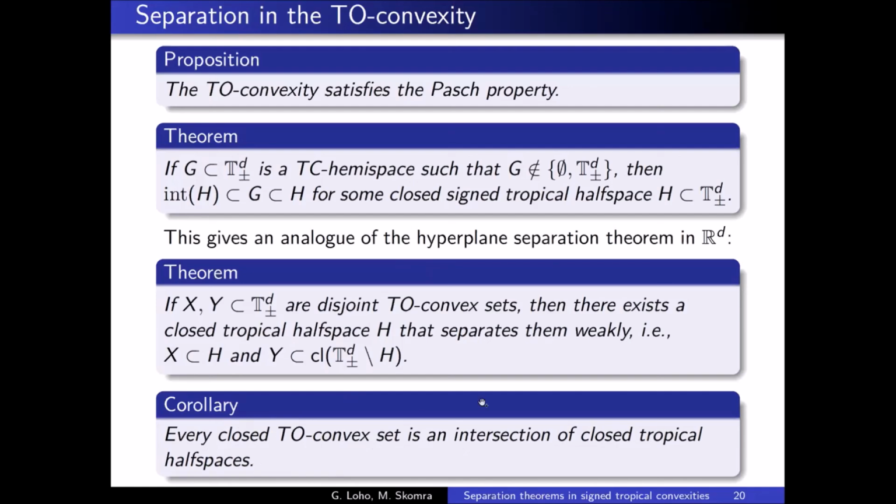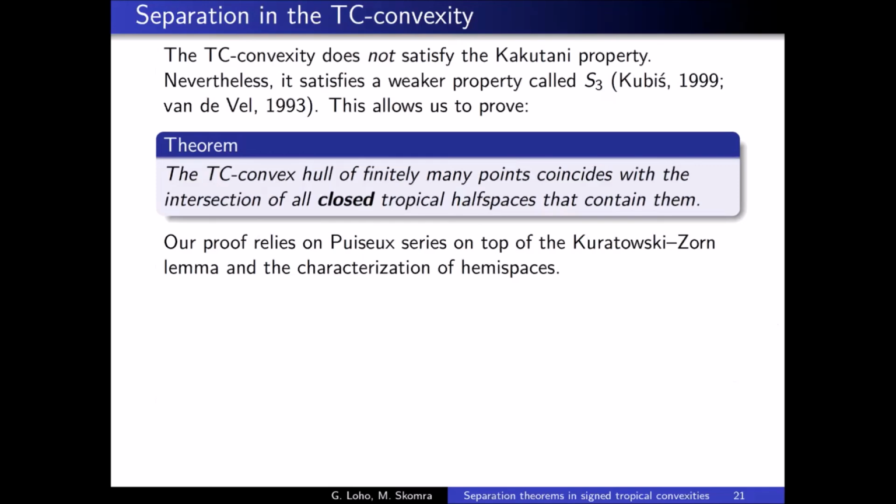Okay, so we have this nice separation theorem for the TO-convexity, but it turns out that the case of TC-convexity is more complicated than that. What we observed is that the TC-convexity, unfortunately, does not satisfy the Kakutani property. So you cannot hope to separate two arbitrary TC-convex sets via a half space. However, we were able to show that the TC-convexity satisfies a somewhat weaker property that is called S3 and is also used in this abstract convexity setting.